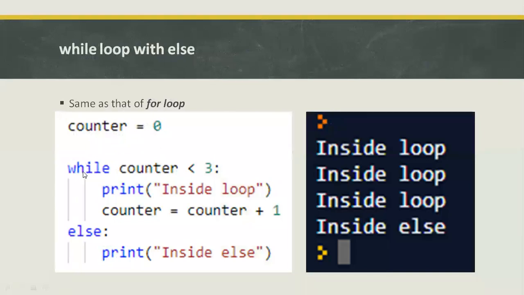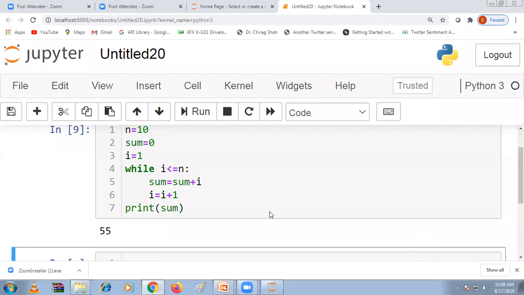While counter is less than 3, it will print inside the loop, and we have to increment the counter. Counter is equal to counter plus 1, so that it will check when it is 3 or beyond, and it will go to the else part and print inside the else. So 0, 1, 2, three times it will print inside the loop, and then it will print inside the else. You can see this program.